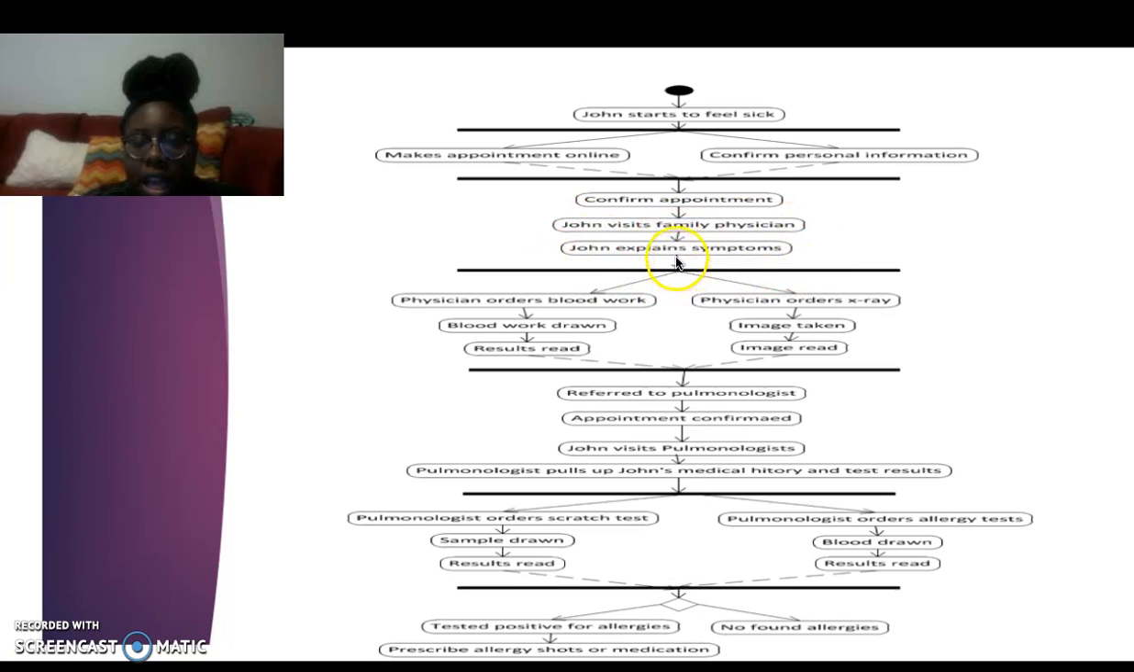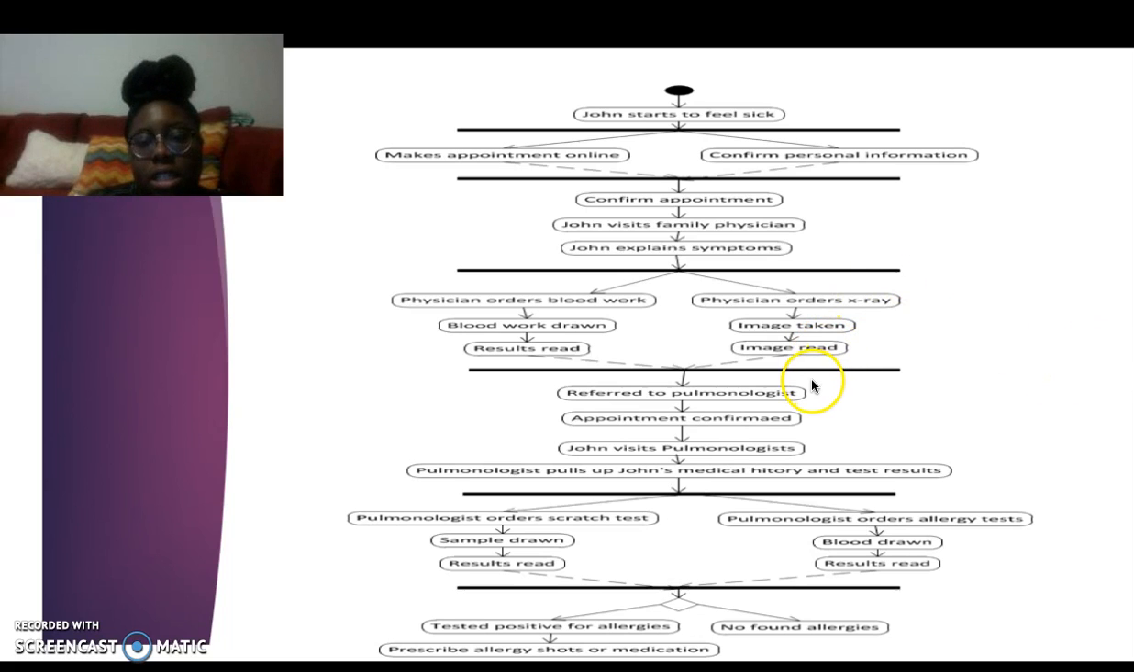and based on that I have another fork where it splits off into the physician ordering blood work and also ordering a chest x-ray, because they also happen simultaneously, but the results come back at two different times. So the physician orders the blood work, it is drawn, and then the results are read, and also he orders the x-ray, the image is taken and the image is read, but all of those happen at different times. The blood work can be drawn at 4 and the x-ray won't be taken until 6, so the results will come in at different times.